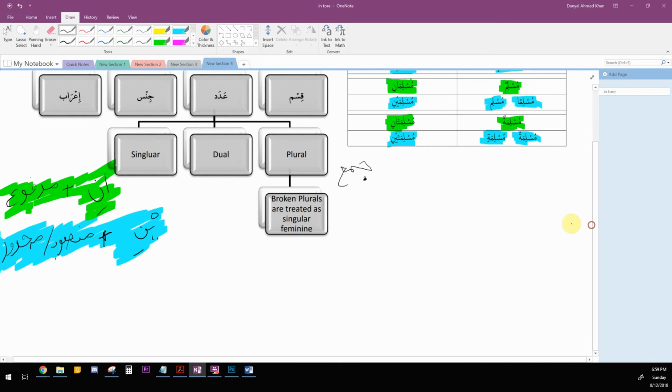Jama'. Okay, there are two types of plurals: sound plurals and broken plurals. You actually all know this, what the difference is here, and we'll talk about this. Let's say you have the word house. What's the plural of that? It is houses. Very straightforward.